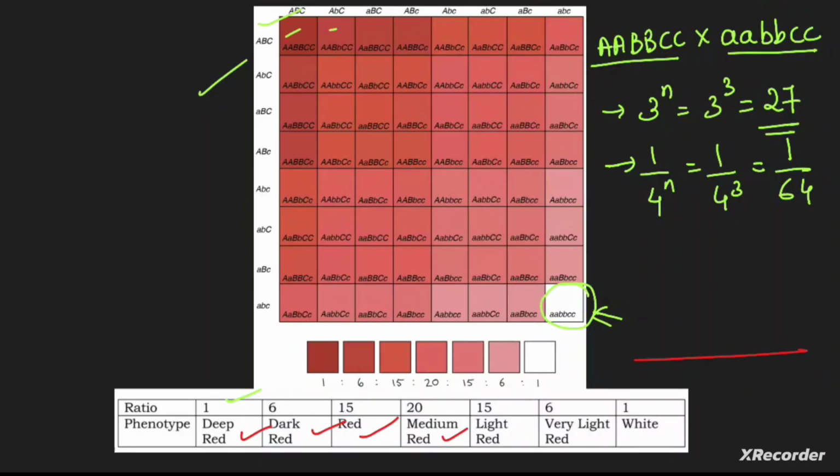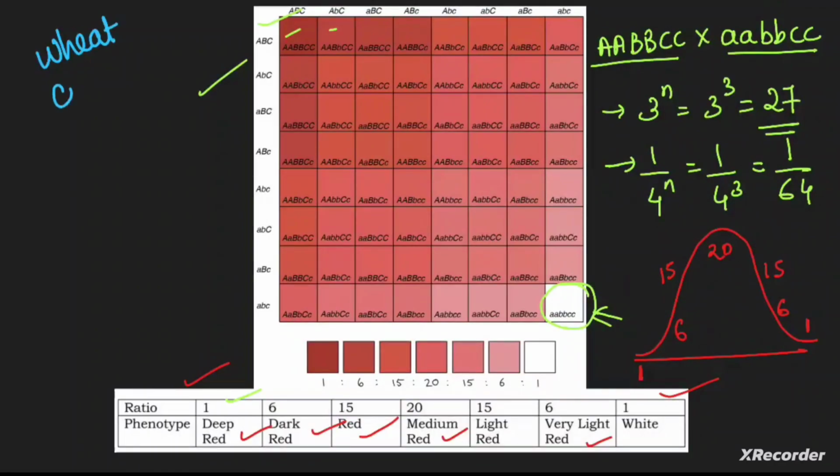Okay, so when you draw this particular graph, it will be something like this. So 1 was your deep red, then came your 6 which was dark red, then 15 offspring were red, medium red was 20 offspring, then again they got 15 offspring, then they got 6 offspring which were very light red, and then finally they got just 1 white. So they are going from dark to very light color, and there is a continuous variation. This is another example for your polygenic inheritance, how the color is imparted in this particular wheat seed. Okay, so this is an example of wheat color.